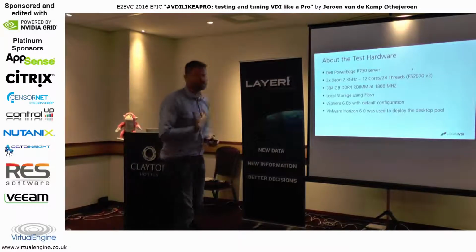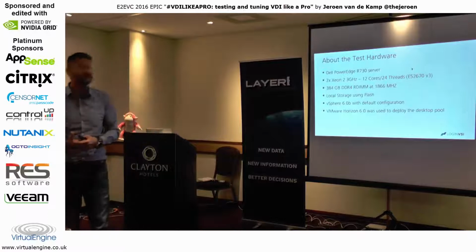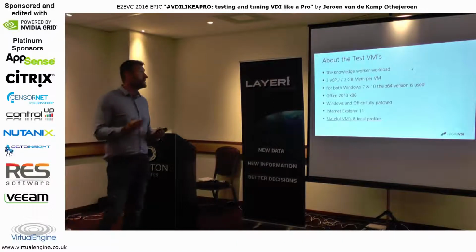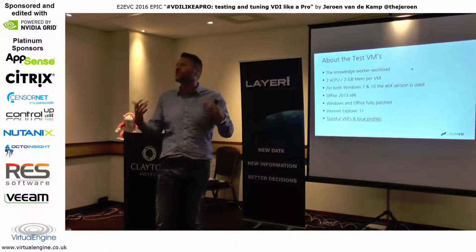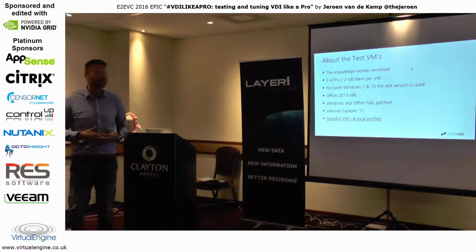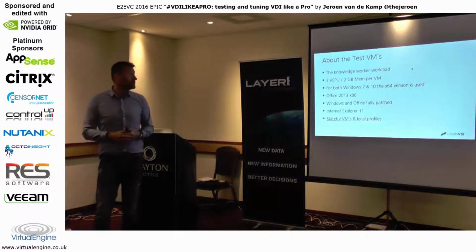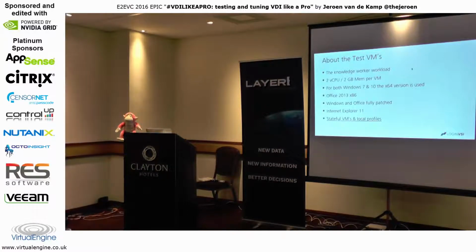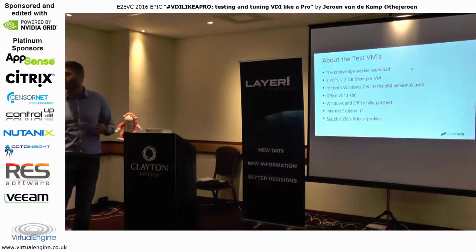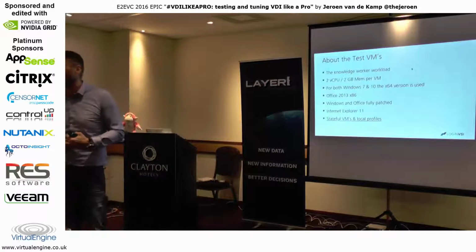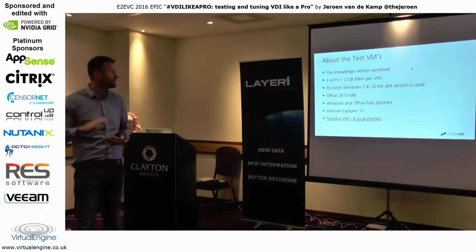So, how did we test? We did test on regular server hardware. There's no need to really elaborate on this. Regular server hardware with local flash storage. We did use the knowledge worker workload, which is the go-to workload if you want to test with Login VSI. We used 2 virtual CPUs and 2 gigs of RAM per VM. Sometimes we change this. We used the 64-bit version for Windows 7 and Windows 10. Office 2013 was always used, the 32-bit version. Of course, we patched everything to the latest level, a couple of months ago. And we used Internet Explorer 11 because Edge doesn't have high enterprise adoption yet, and also to be able to fully compare.